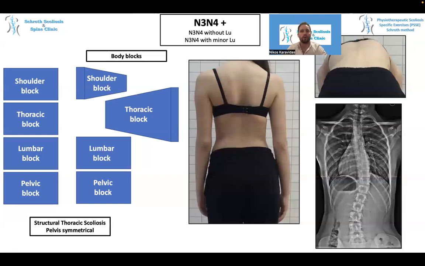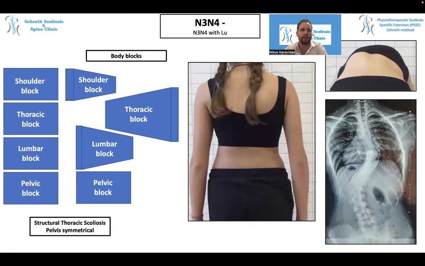Of course not, because these are not the same curve types, and this is a main difference and advantage from our classification that we use for the PSSE-Schroth school, because you try to find the best way to work with any curve type. And I think that this is a great development in the scoliosis field, this way of classifying the patients.